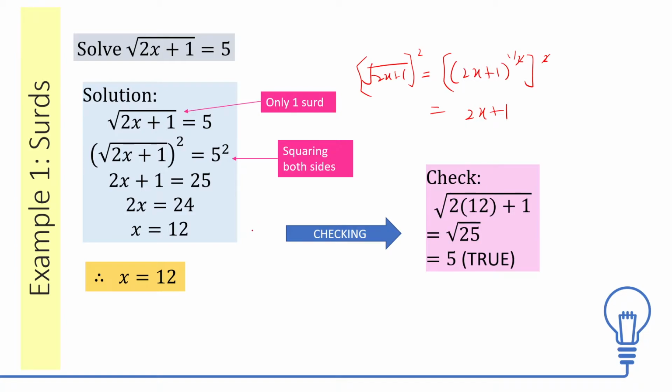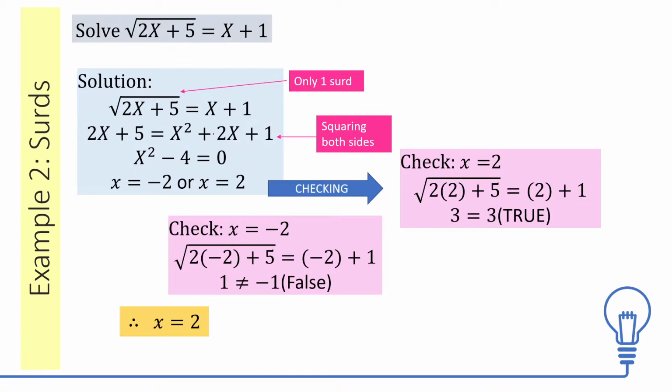As I said, we need to do some checking, so we substitute x equals 12 into our original equation. When we substitute 12 into here, we have the square root of 25, which is 5. So that means x equals 12 is our answer. Then after that, the second example is a surd.